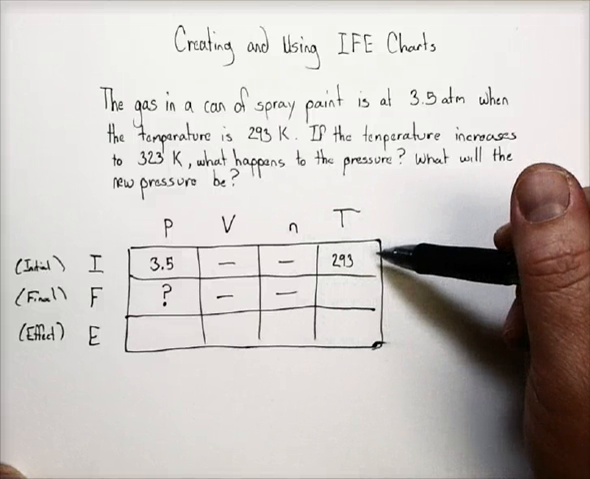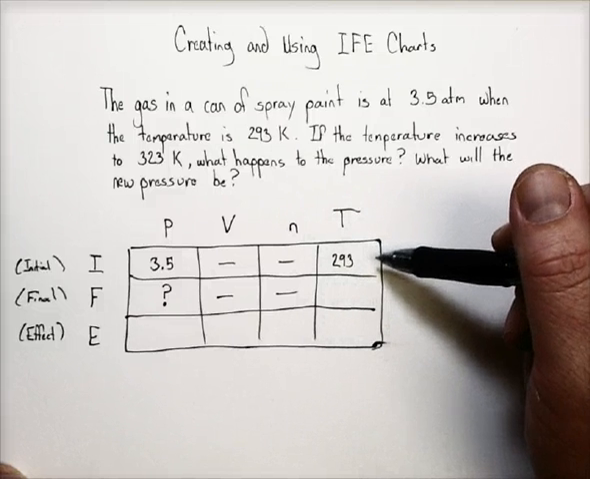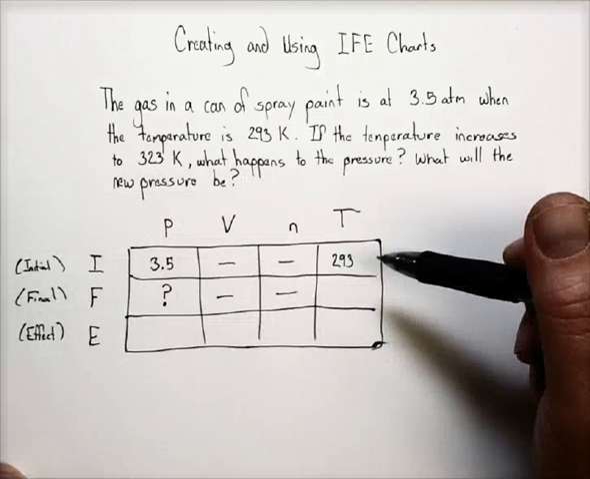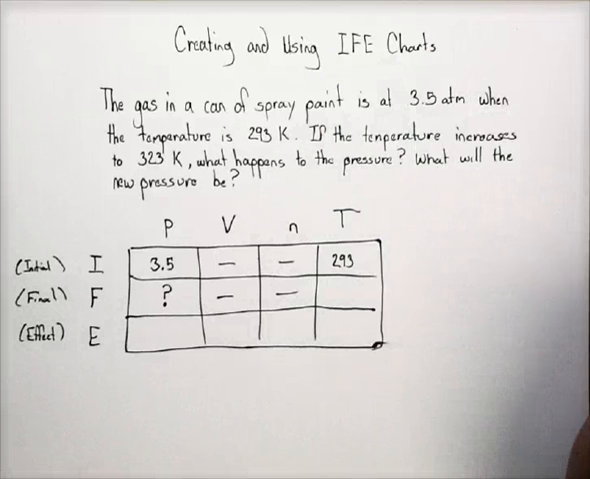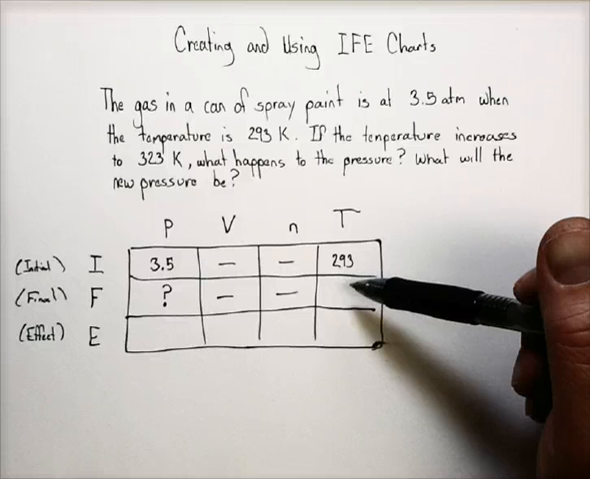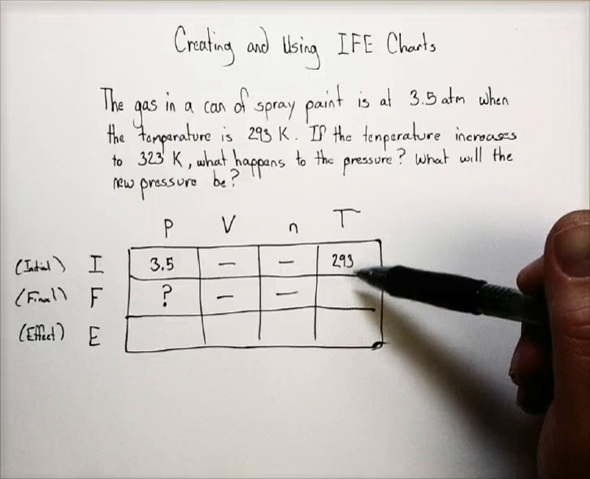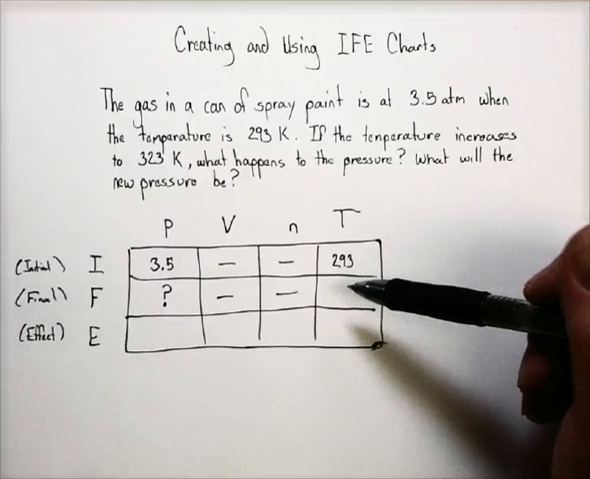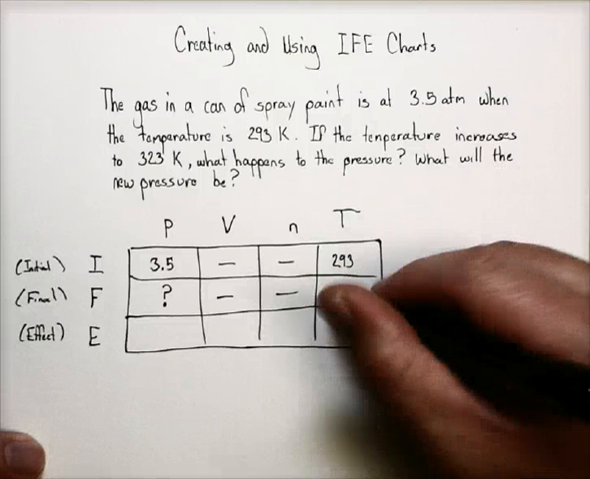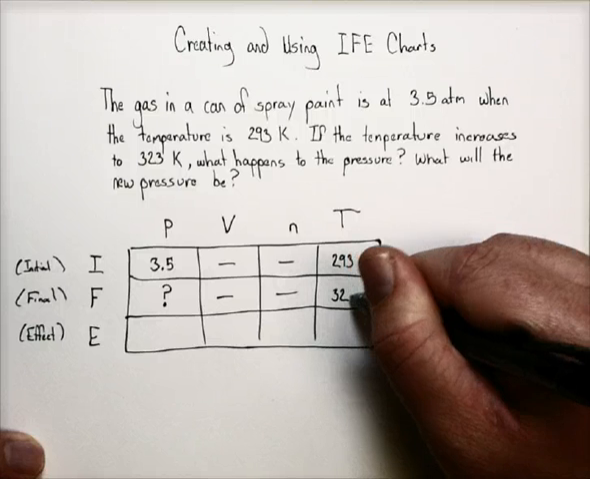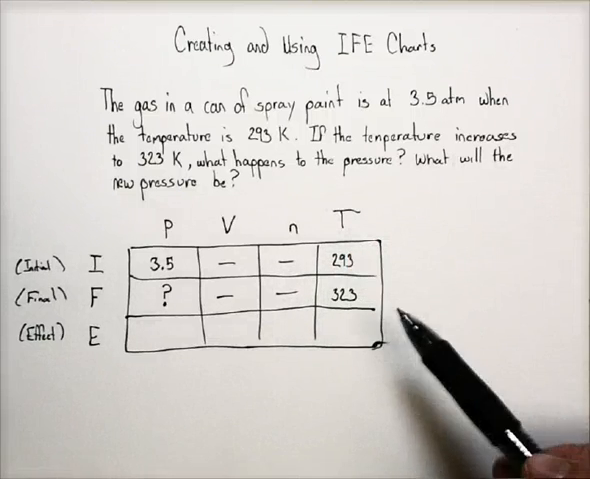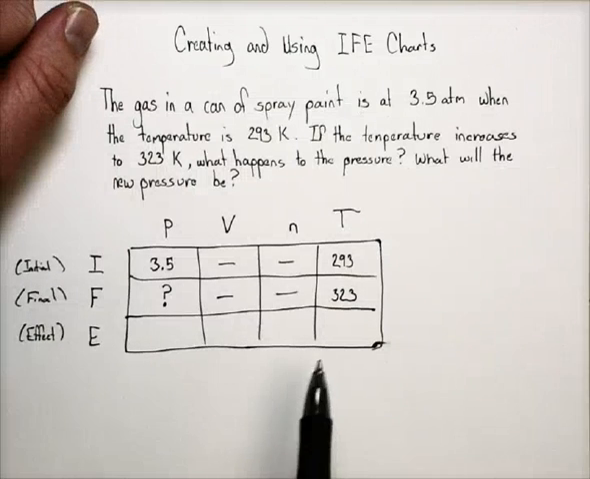Temperature for this has to be in Kelvin. Don't use Celsius for this. Well, I should say it'll work just fine as long as the numbers are positive. However, if you start to get negative numbers, that's going to really mess with this process. So we use the Kelvin scale where we don't have any negative numbers. And our final temperature, well, the temperature goes up to 323 Kelvin.